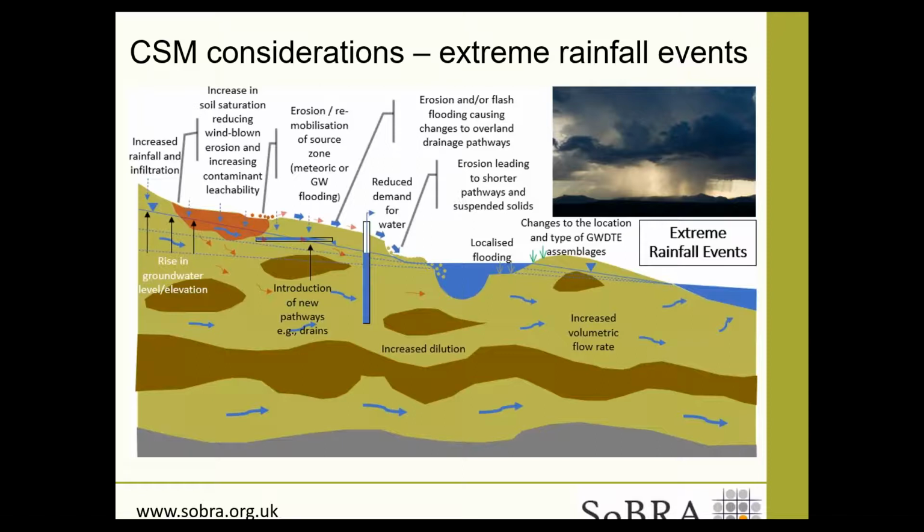So some of the impacts may vary depending on whether you've got any man-made flood defence barriers in place and whether they're maintained as well. Within the subsurface, you could get groundwater levels rising, and that may impact on whether contaminant sources are above or below the water table. You could also get introduction of drains to cope with increased rainfall, and that might result in the formation of new preferential pathways. Also, you might get increased dilution and volumetric flow rates within the subsurface. So there are just a number of ones to consider.